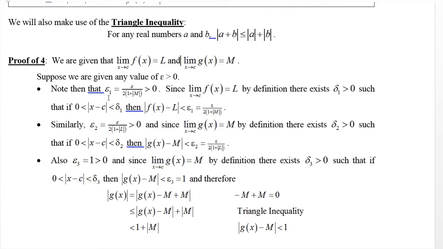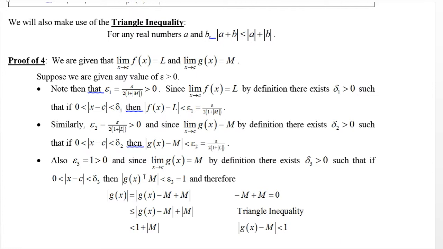Notice that epsilon 1 has something to do with the limit of g, and that's the one I applied to f here. And the one that has to do with the limit of f, I use that to build up my epsilon 2 that I needed in my expression here for g. We're going to need one more thing here. Also epsilon 3, which is 1, is certainly a specific positive number. And for that epsilon, since the limit of g is m, by definition there's a delta 3, such that if the absolute value of x minus c is between 0 and delta 3, then the absolute value of g of x minus m is less than epsilon 3, which is 1.